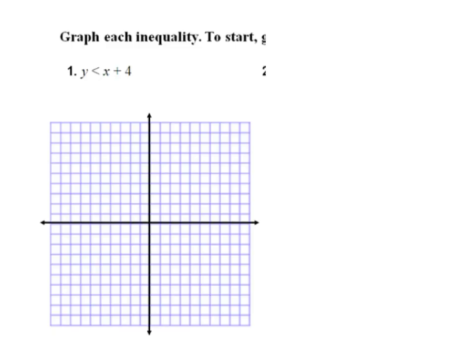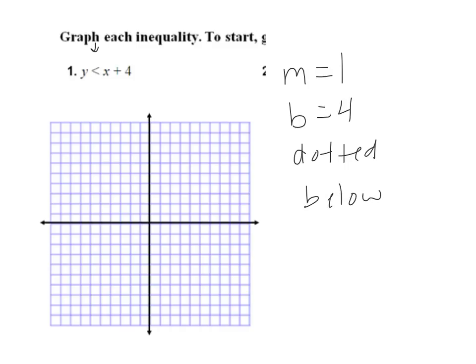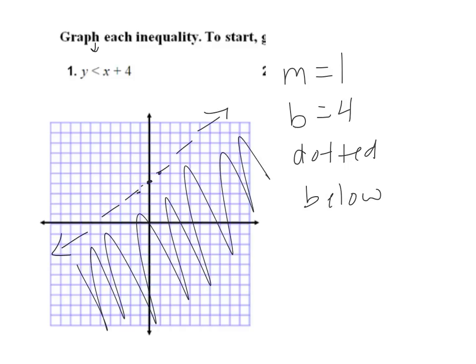Since this is just a linear inequality, I'm going to pick out what's my m here. In this case, it's going to be equal to 1. My b here is equal to 4. This is mx plus b. I know that since there's no line underneath here, this is going to be dotted. And this says that y is less than the equation, so it's going to be shaded below the line. So this is what your graph should look like.